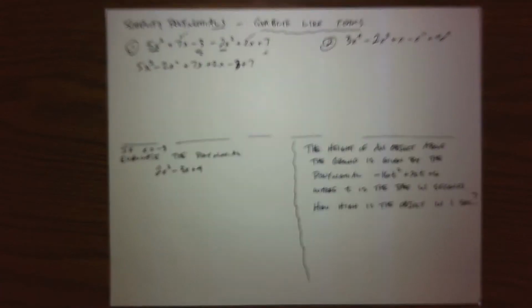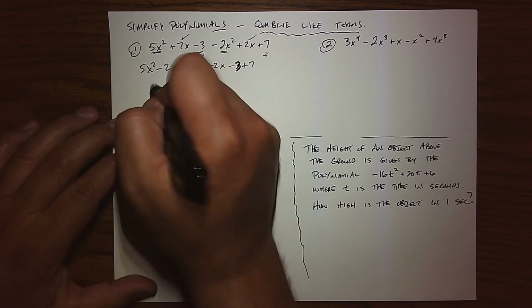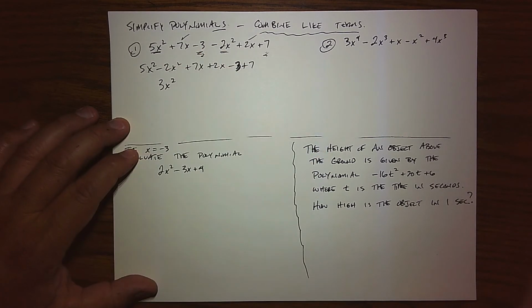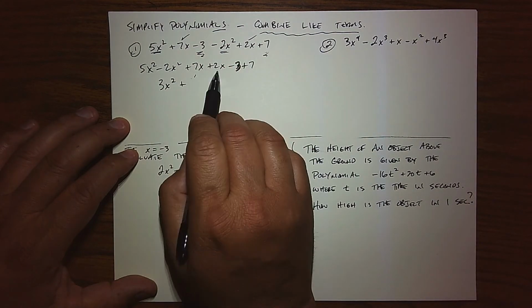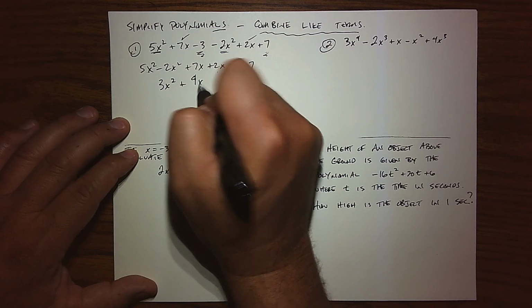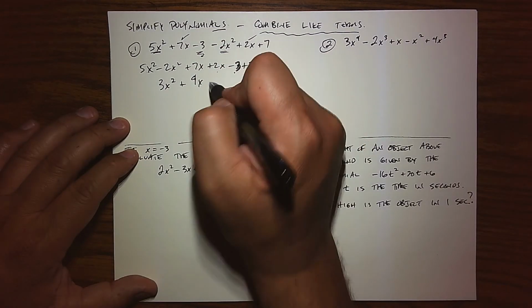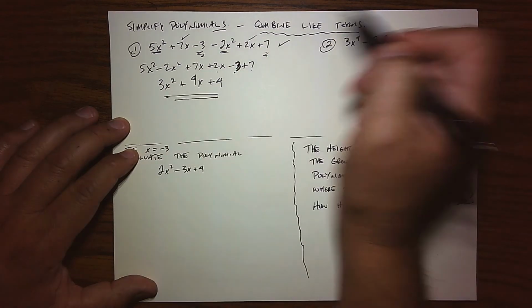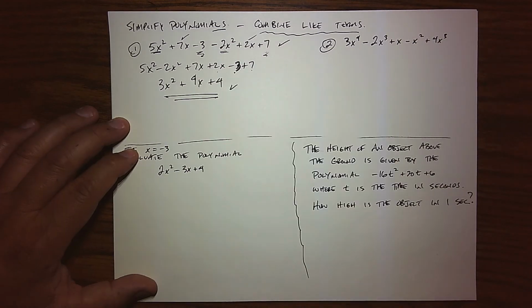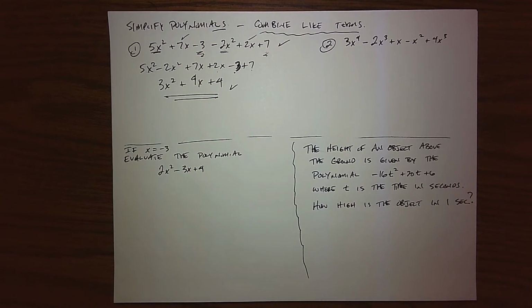So now it's just a process of combining them. So I have 5x squared and I take away 2x squared. What's left is a 3x squared. Plus I have a 7x plus a 2x. When I combine them, I have a 9x. All right, and then we're subtracting 3 and adding 7. When I combine that, I have plus 4. So we went from a 6-term polynomial to a 3-term polynomial. We've simplified it by simply combining my like terms. All right, so simplifying polynomials.